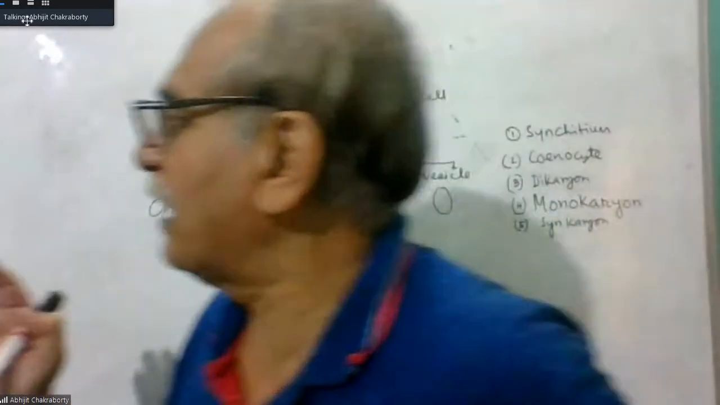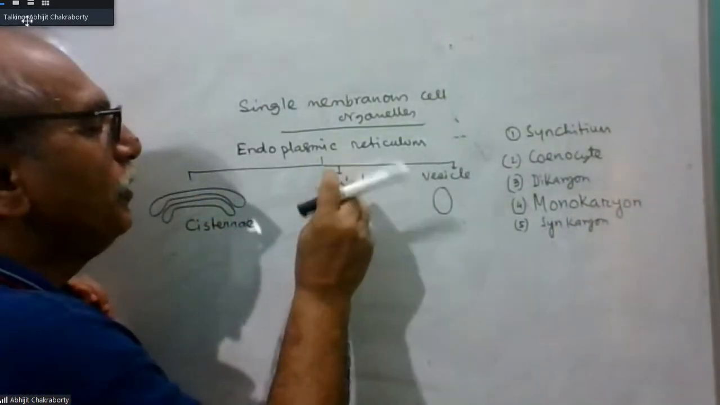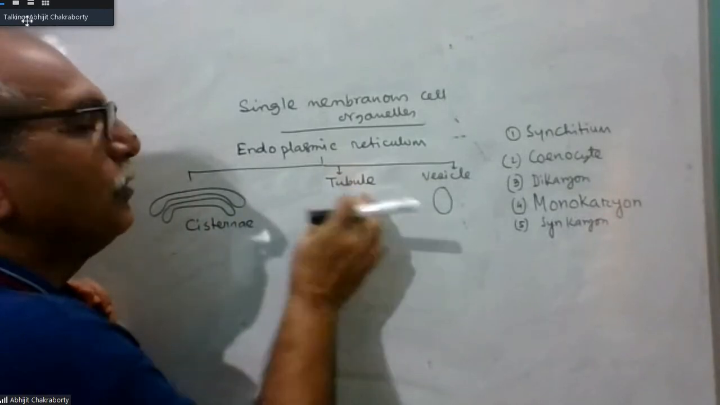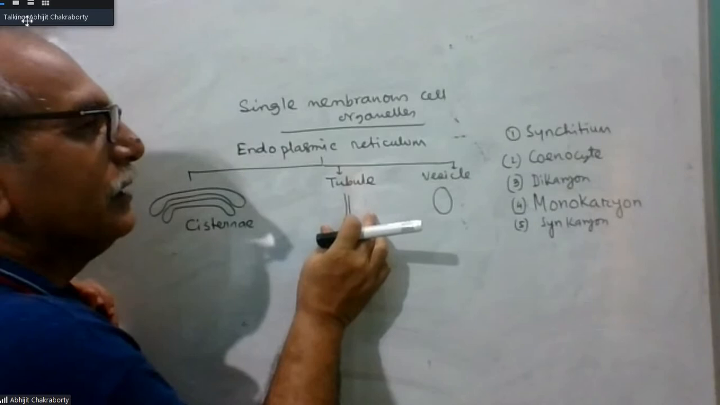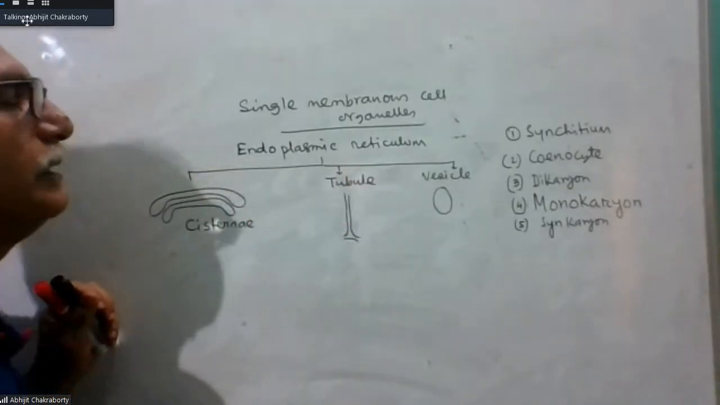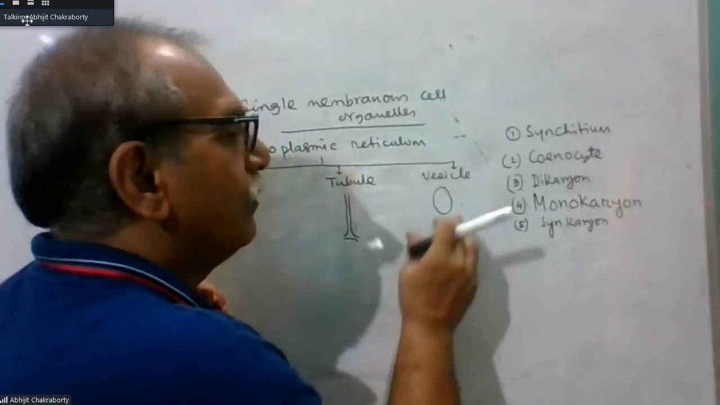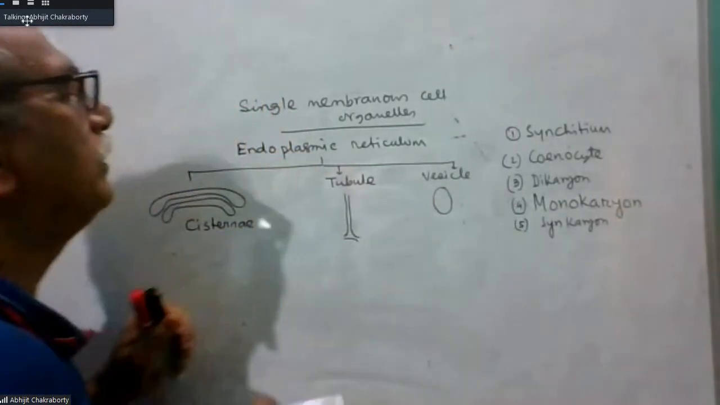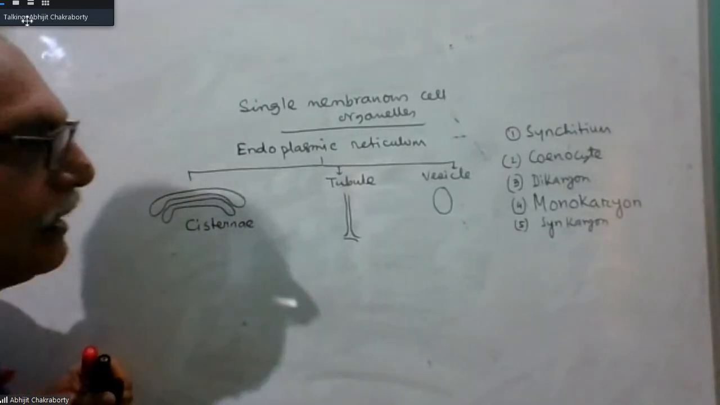So the cisternae are found parallel to each other. The tubule is tubular in structure and without any branch. It may form the cytoplasmic skeleton by binding with the cisternae and vesicle. Vesicles are found to be round or oval in shape. Now this is actually one classification. There is another classification also.